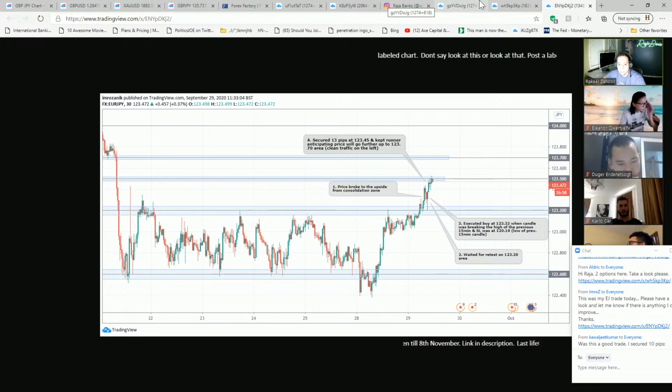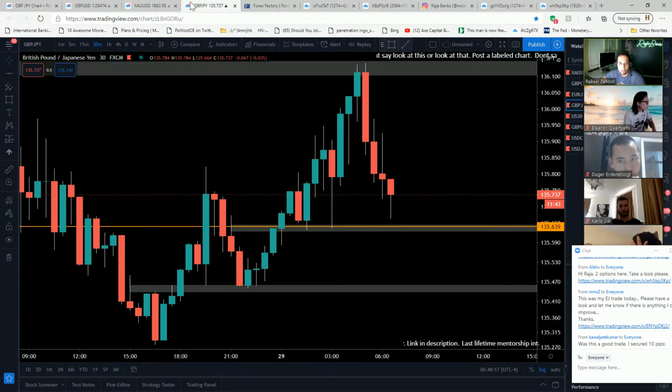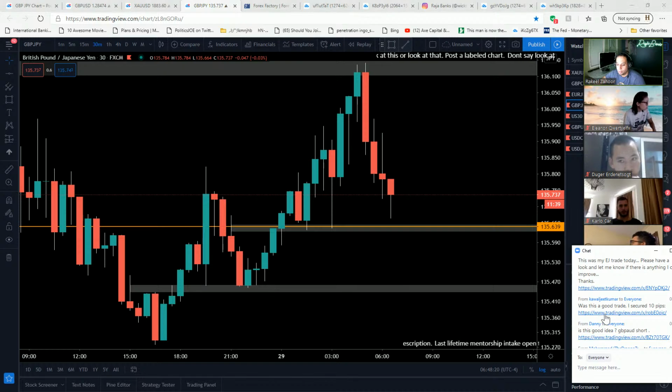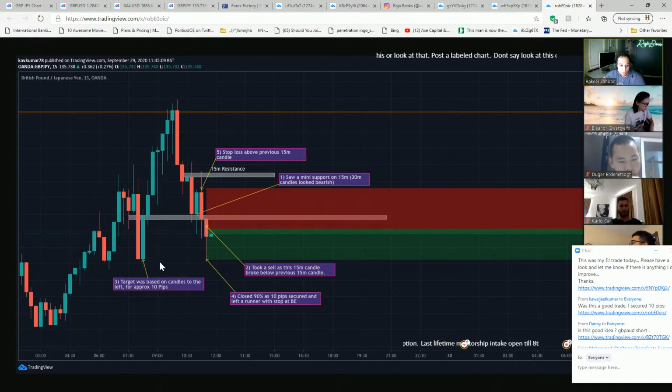All right, let's take a look at here. This is my EJ trade. Please have a look and let me know if there's something I can do to improve. If you send this trade to me in Slack, I'm going to take a look at this after the stream, and then we can go from there.